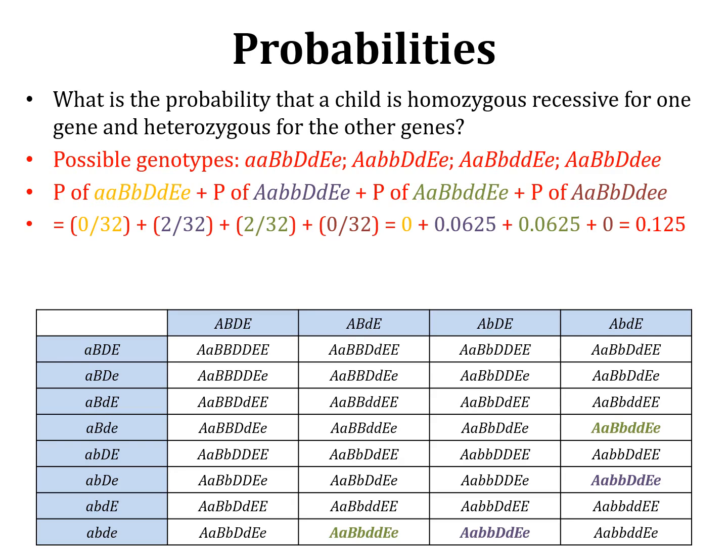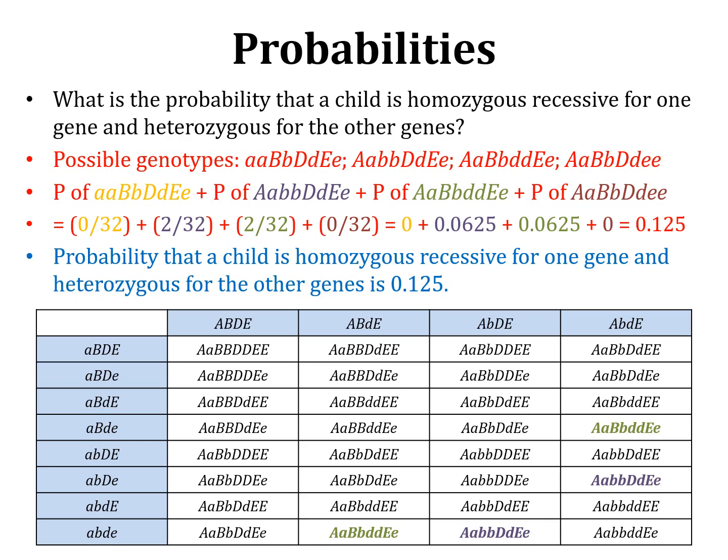So when we look into the outcome table, what do we have? We have 0 individuals who are homozygous recessive for the A allele and heterozygous for the others. Then we have 2 individuals who are homozygous recessive for the B allele and heterozygous for the others. And then we have 2 individuals who are homozygous recessive for the D gene and heterozygous for the others. And then we have no individual who is homozygous recessive for the E gene and heterozygous for the others. So their respective probabilities are 0 plus 0.0625 plus 0.0625 plus 0, and their combined probability is 0.125. So the probability that a child is homozygous recessive for one gene and heterozygous for the other genes is 0.125. This is the answer to the question.